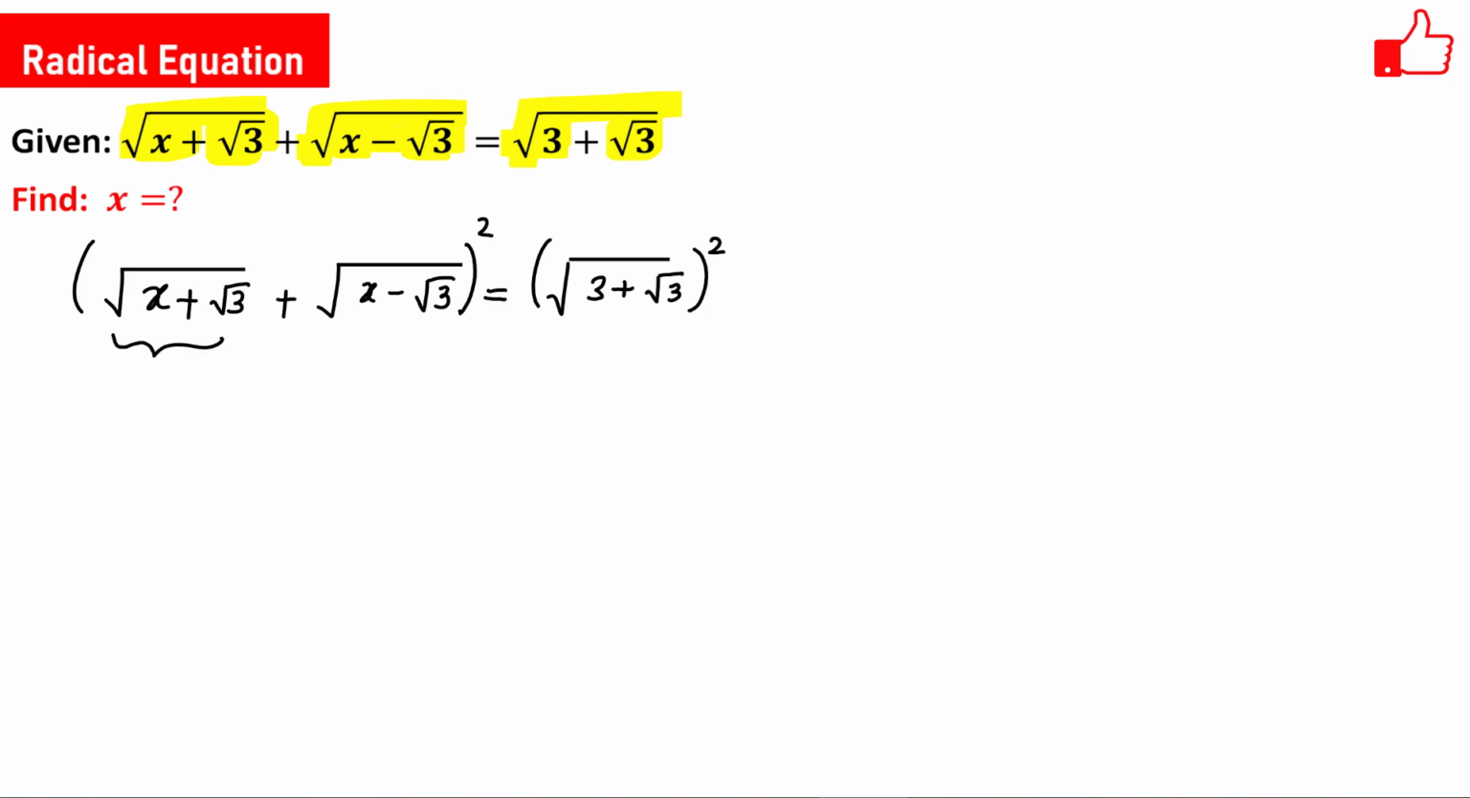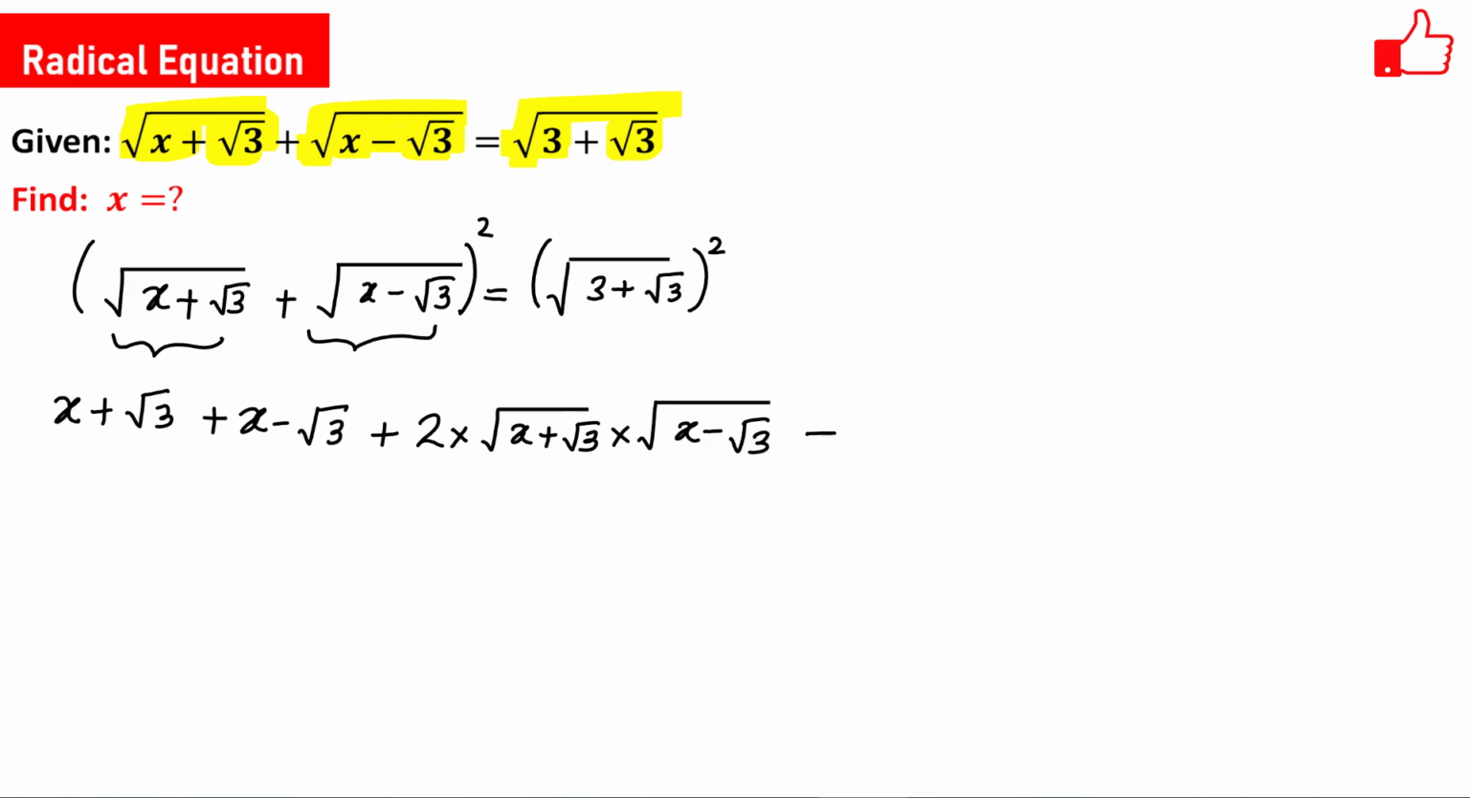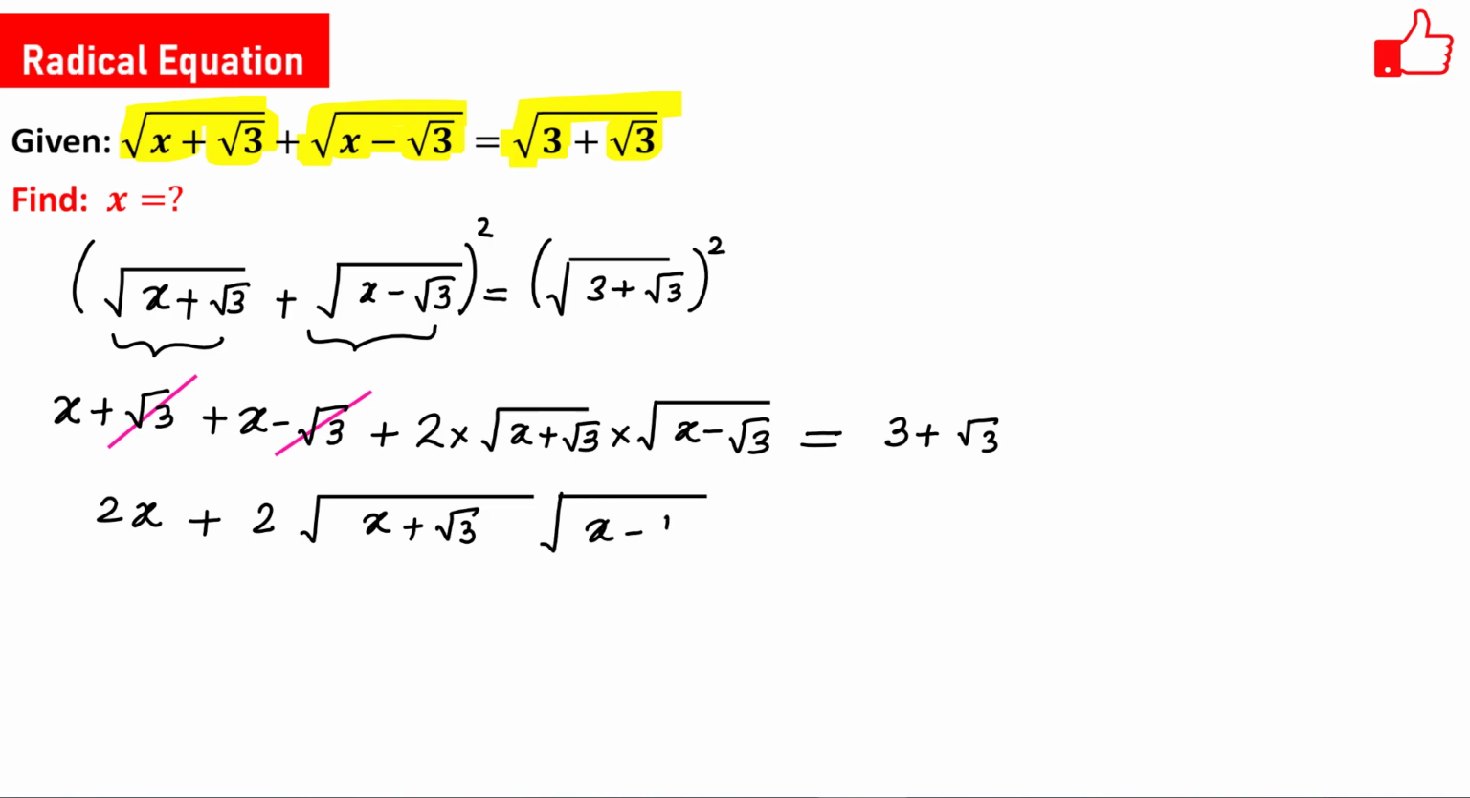If you square this, this will be simply x plus root 3, that is a square, and the square of this will be simply x minus root 3, that is b square, and then you will have 2 times a times b, and this side will have 3 plus root 3. Now you see this root 3 and this root 3 will cancel out. So now what we have? We have 2x plus 2 times square root of (x plus root 3) times square root of (x minus root 3) equals 3 plus root 3.